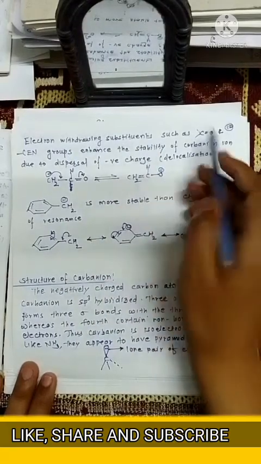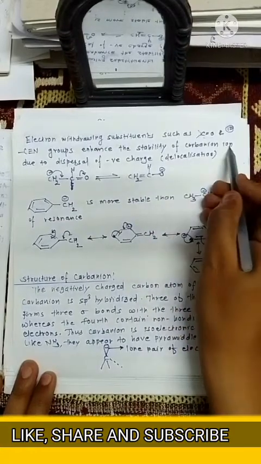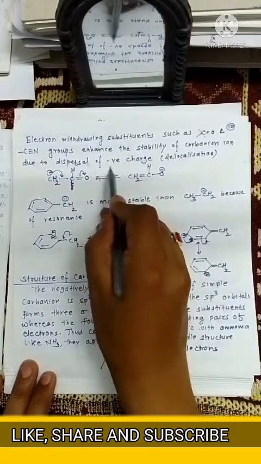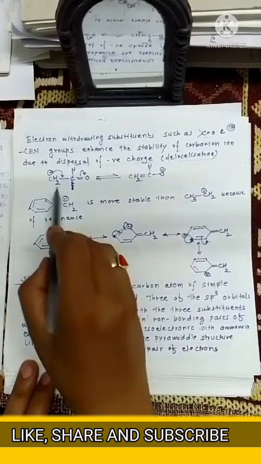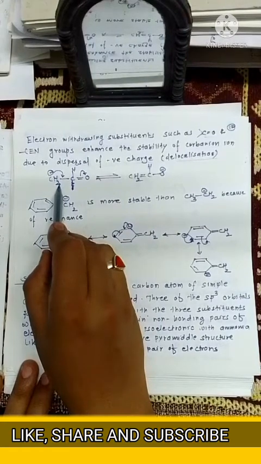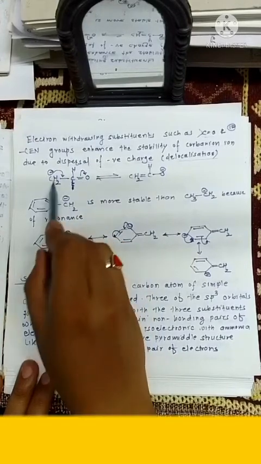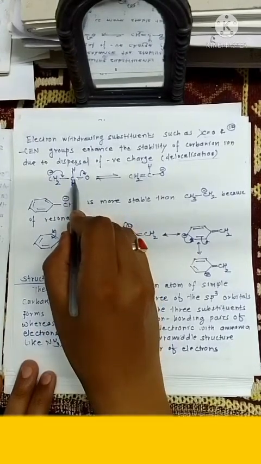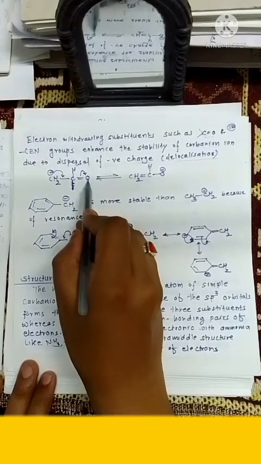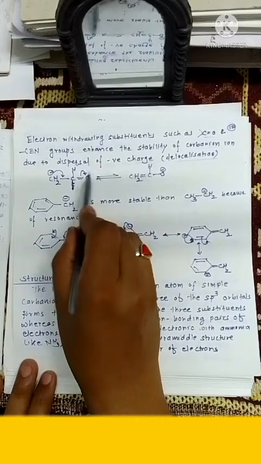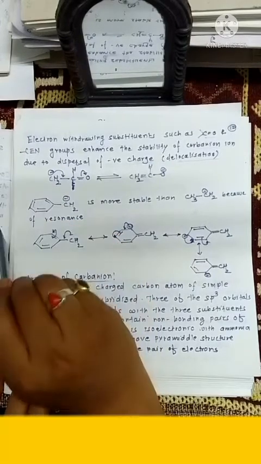It means that methyl carbanion is highly stable. Electron withdrawing substituents such as carbonyl and cyanide groups enhance the stability of a carbanion due to the dispersal of negative charge, that is delocalization. Just see here, this CH2 negative is attached to a carbonyl group. Because of that, the double bond between this carbon and oxygen can easily shift onto the oxygen, because oxygen is electronegative. Because of that, this bond can easily shift between this and this carbon.